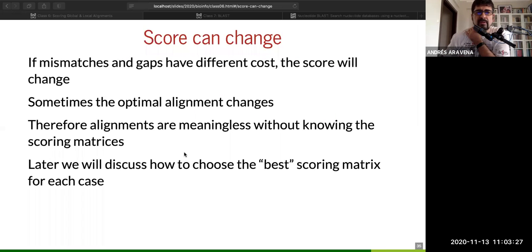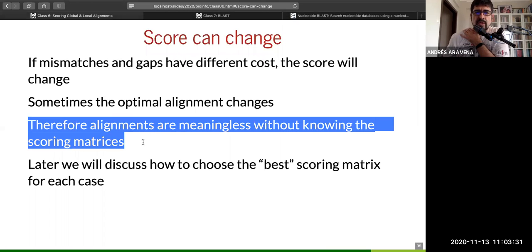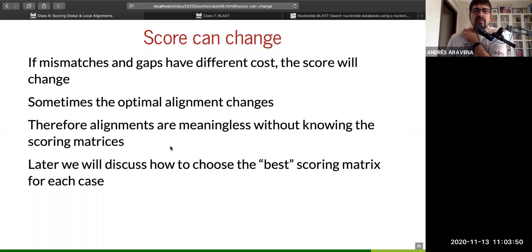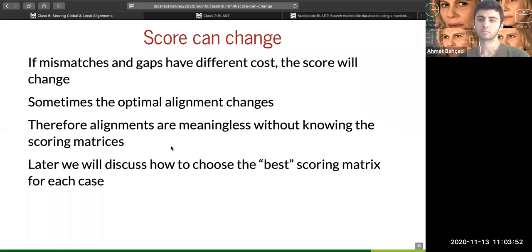The bottom line I want to say is this. Ideally, that is not always true, but ideally, when you publish your alignment, you should say what were the matrix that you use, how you choose, what was the scoring matrix that you use, what were the price of gaps, the price of mismatch. Otherwise, I cannot make the same alignment, or I can choose a different matrix and get different points.